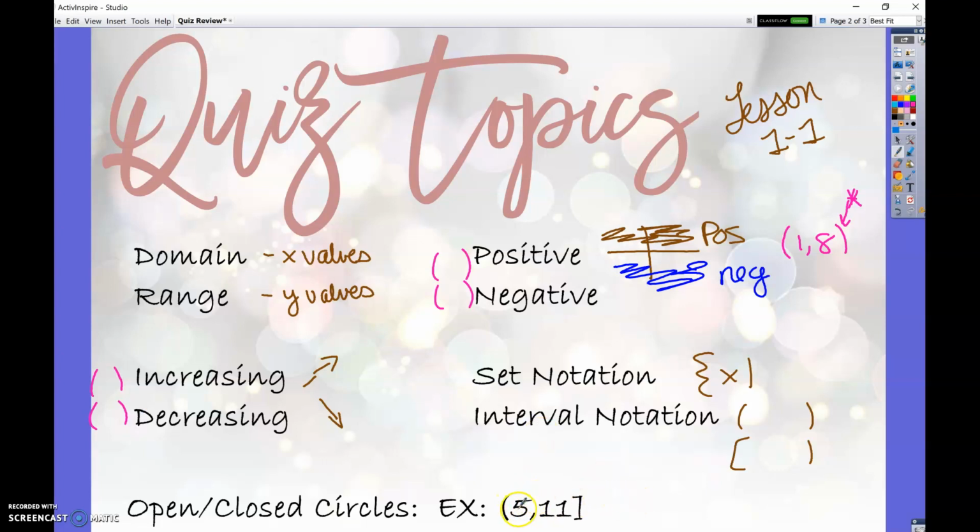One last hint, remember that open and closed circles represent some of our notation with our interval and set notation. For example, if I was saying anywhere after 5 up to and including 11, on a number line that might look like this: 5 with an open circle, shaded all the way to 11 with a closed circle. You may see some graphs with open and closed circles, not just on a number line.